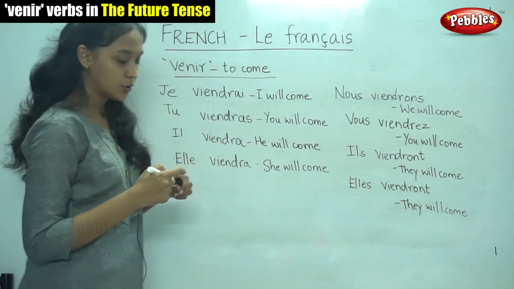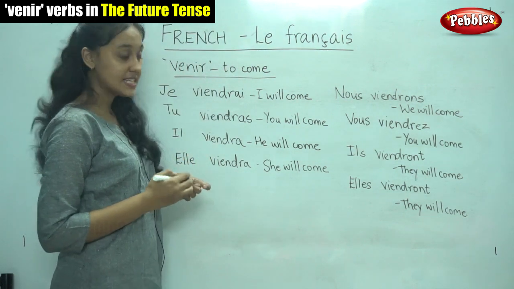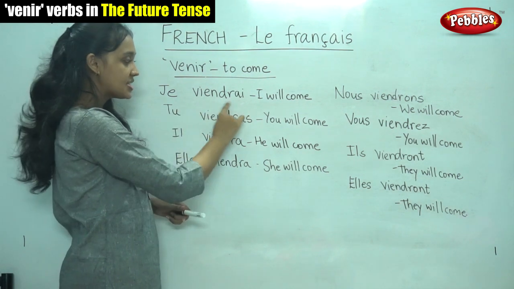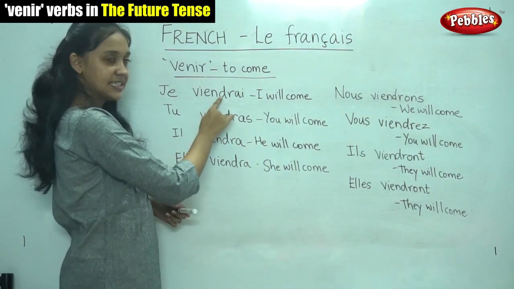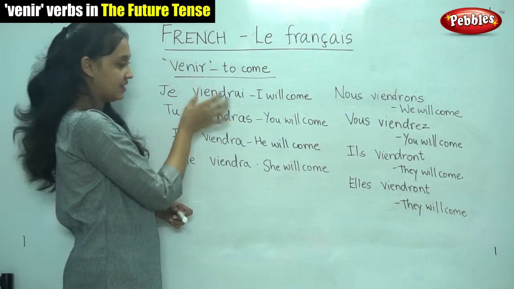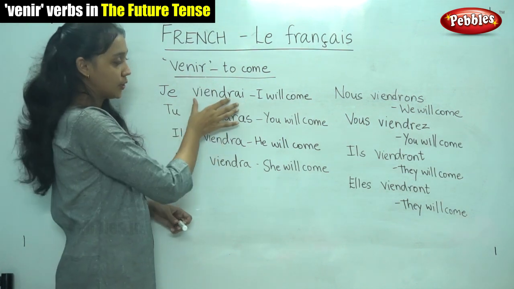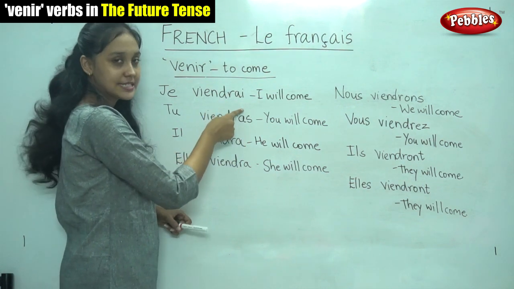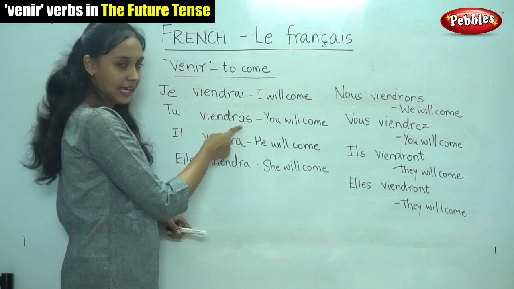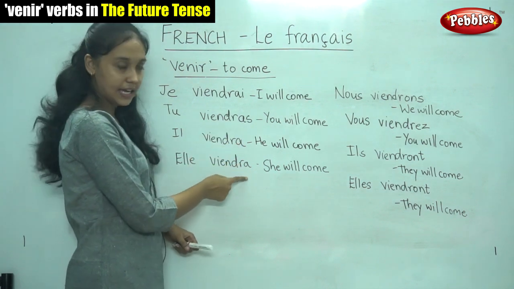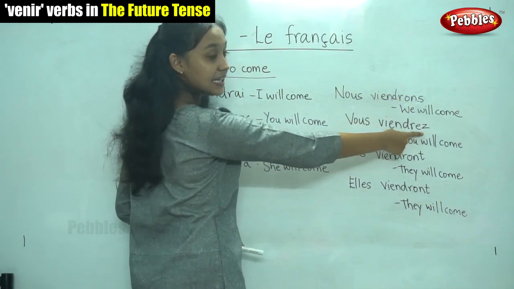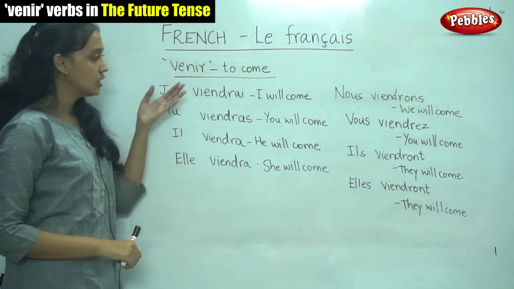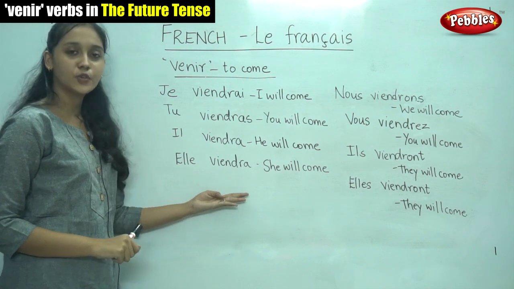So, how did we write the future tense for venir? We wrote the stem, which is V-I-E-N-D-R for venir. We wrote the stem followed by the endings of the future tense: A-I, A-S, A, O-N-S, E-Z, O-N-T, O-N-T. So, this is how we write the future tense.